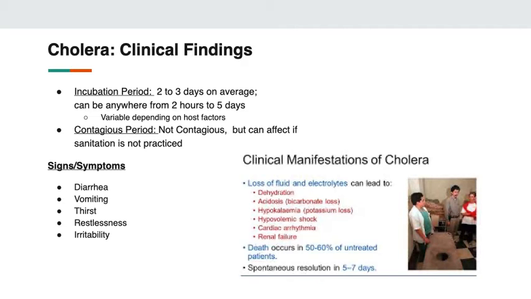What are the signs and symptoms if the person is infected? The first sign or symptom is diarrhea. The second one is vomiting. Third is thirst or dehydration. Fourth is restlessness, if the person has a feeling of unease, and lastly irritability, if the person is feeling more than a little irritated because of how he or she feels about the situation.